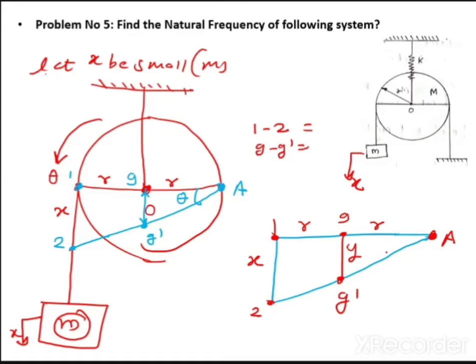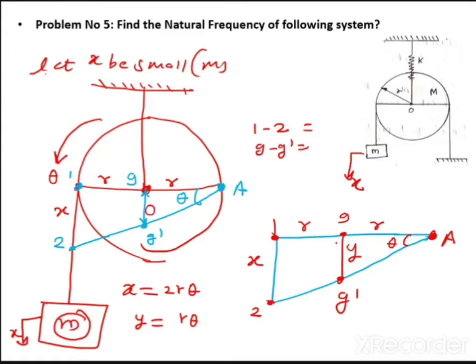Now if it is clear, what is this? This is theta. Now tell me, what will be x? What is x in terms of theta? Yes, someone has answered: x is 2r theta. And what is y? R theta. Okay. Now y is equal to r theta.